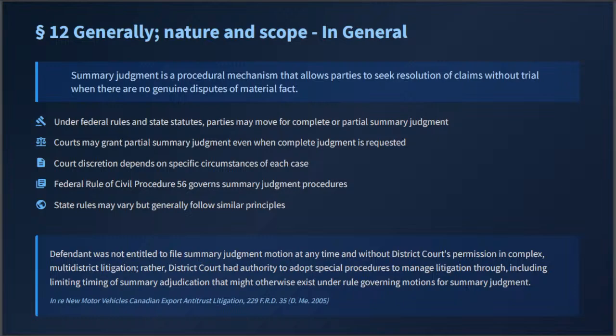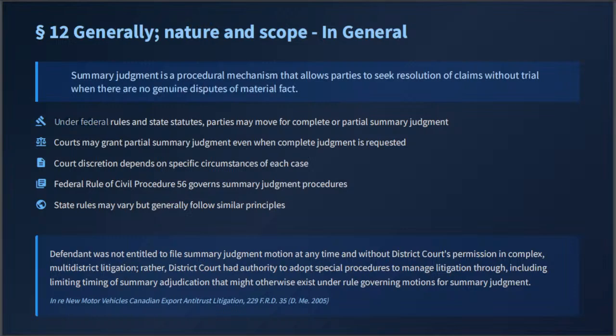So we left off on section 11 last time, and now we're going into section 12 here, generally with the nature and scope in general. So summary judgment is a procedural mechanism that allows parties to seek resolution of claims without a trial when there are no genuine disputes of material fact.